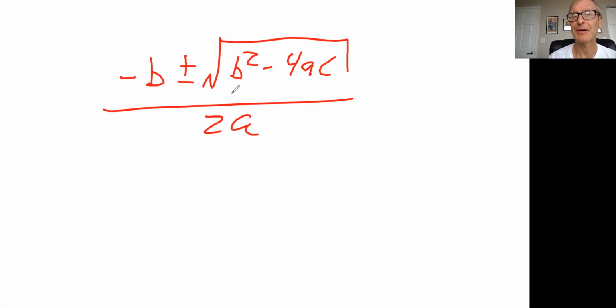And the last thing is when this is negative, then you can't take the square root of a negative number and get a real number out. So then you have no solution, or no x-intercepts.